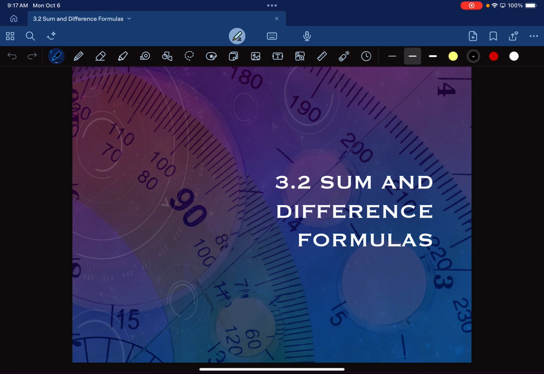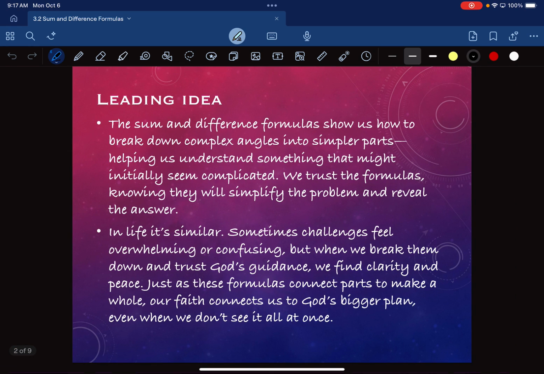So we need some additional tools in order to be able to make sense of and use the other values on the unit circle in an effective way. Does that make sense? Okay, so that's going to be our goal as we move through sections 3.2, 3.3, and 3.4. There will be a bunch of different identities, that's the other identity sheet that I gave you, that allow us to find angle values when we don't have that value on our unit circle. So let's take a look at our leading idea.